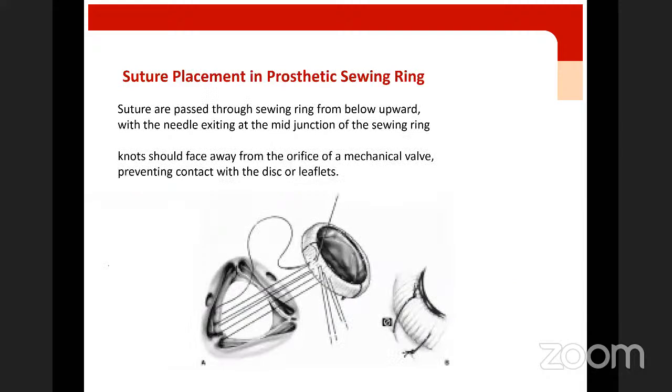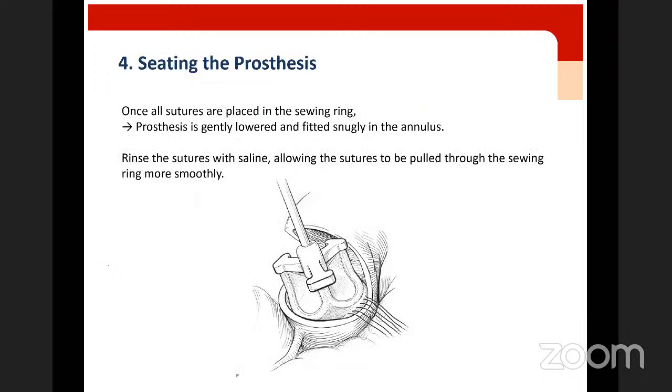Suture placement in the sewing ring. Suture needles are passed through the prosthetic sewing ring from below upward, with the needle exiting at exactly the mid junction in the sewing ring. The suture knots should face away from the orifice of the mechanical valve to prevent contact with the disc or leaflet. When all sutures have been placed in the sewing ring, the prosthesis is gently lowered and fitted snugly into the annulus. Many surgeons would rinse the sutures with saline to lubricate, so the suture can be pulled through the sewing ring more smoothly.